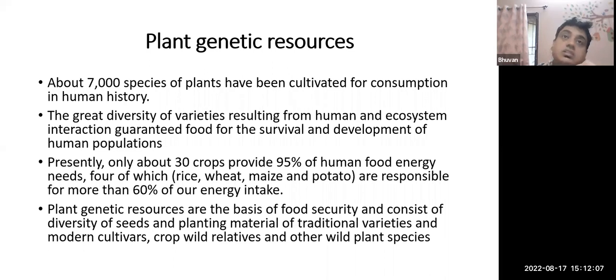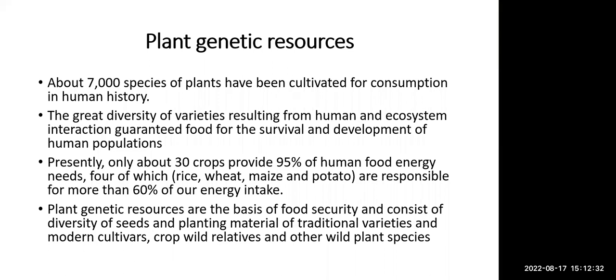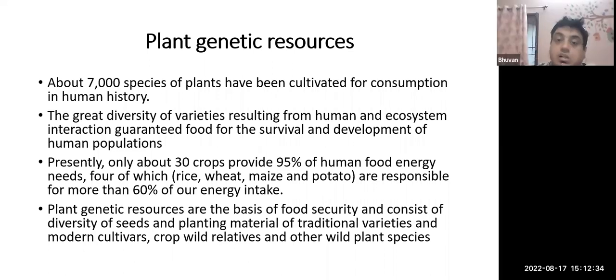In the current scenario, the biodiversity in the agro ecosystem is getting homogenized. Only 30 crops fulfill 95% of human food needs, and four major ones are rice, wheat, maize, and potato. So we are increasingly focusing on monocultures and on one variety of the crop plant, and that's why we are seeing the erosion of agrobiodiversity.